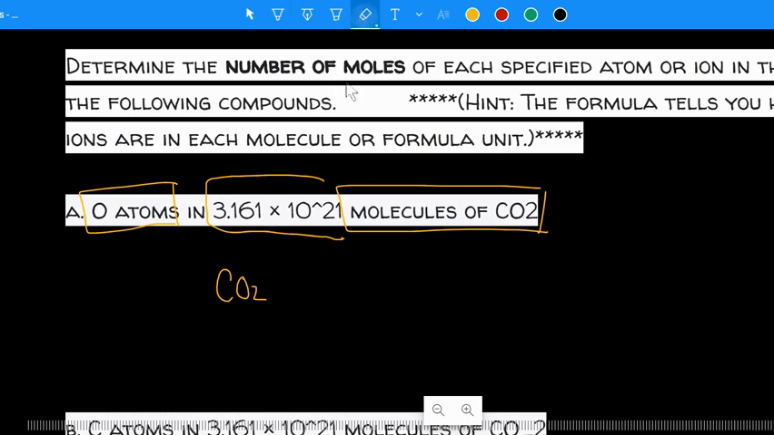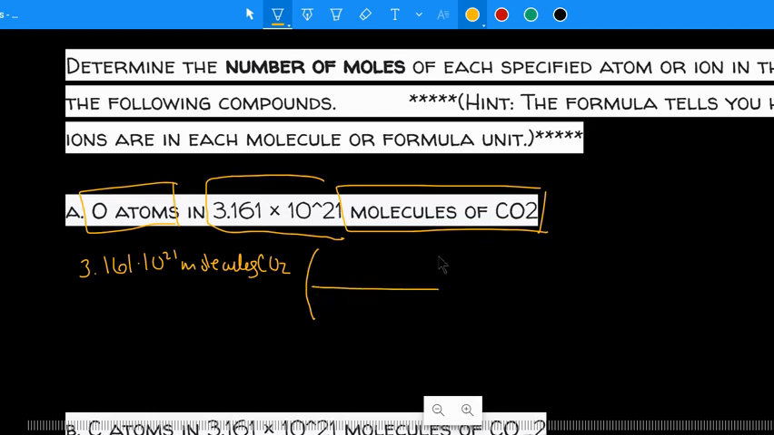So there is more than one way to do this. I'm just going to do it the way more consistent with our current process, and that's definitely by starting with our given. So 3.161 times 10 to the 21st. I would spell out molecules, because it's easy to get it confused with moles when you abbreviate, of carbon dioxide. So we got a lot of them.